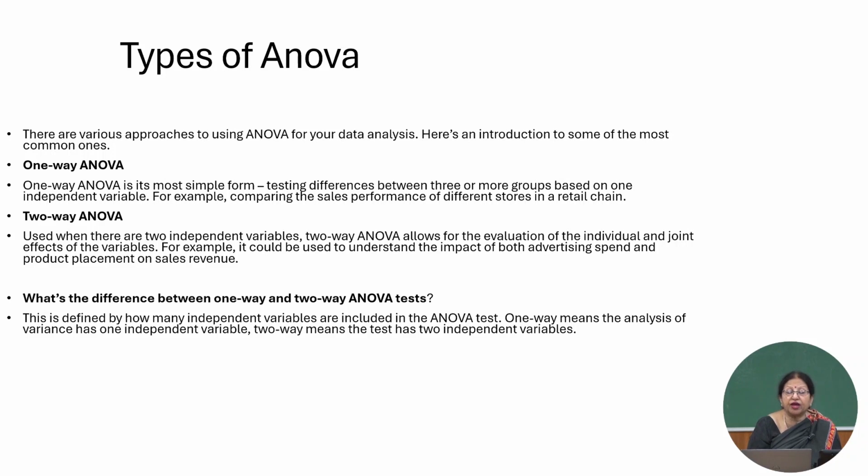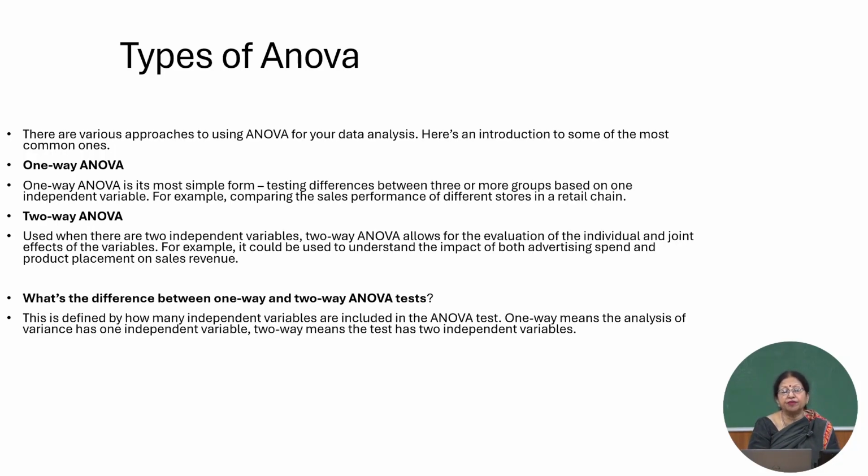Two-way ANOVA is used when there are two independent variables. Two-way ANOVA allows for the evaluation of the individual and joint effect of the variables. For example, it could be used to understand the impact of both advertising spend and product placement on sales revenue. So you have two parameters. Now these two parameters can be dependent or they can be independent variables. So then two-way ANOVA is applied.